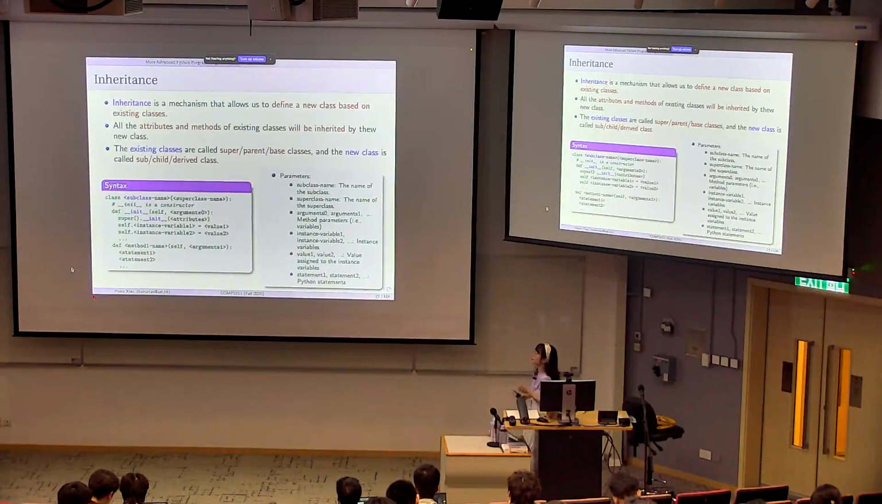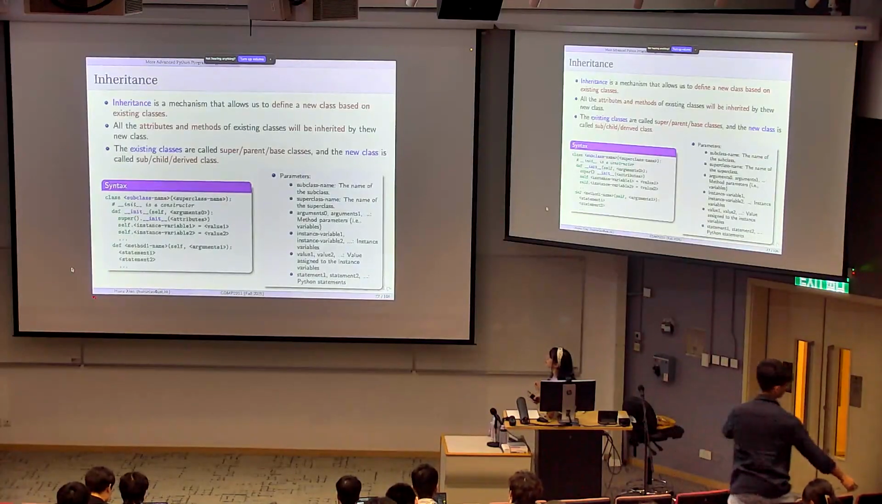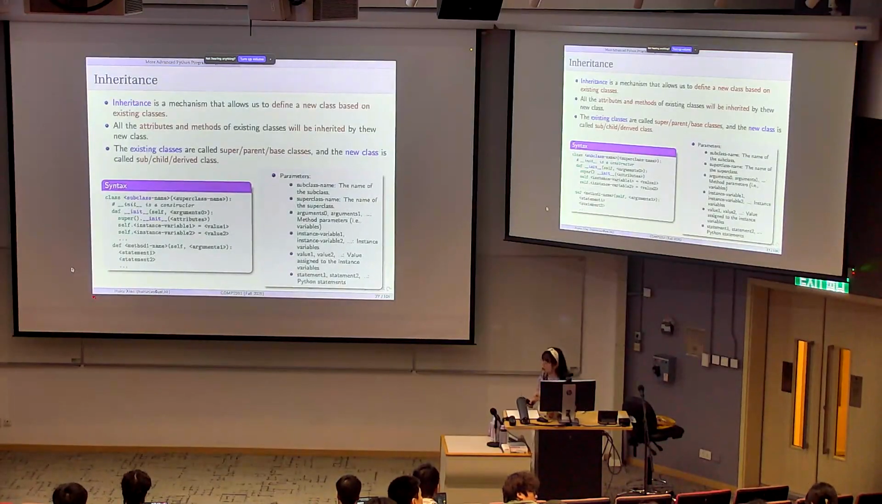Now, inheritance is a mechanism that allows us to define a new class based on some existing classes. All the attributes and methods of the existing classes will be inherited by the new class if we use the inheritance mechanism. The existing classes are called superclass or parent class or base class, while the new class that inherits the properties is called subclass or child class or derived class.